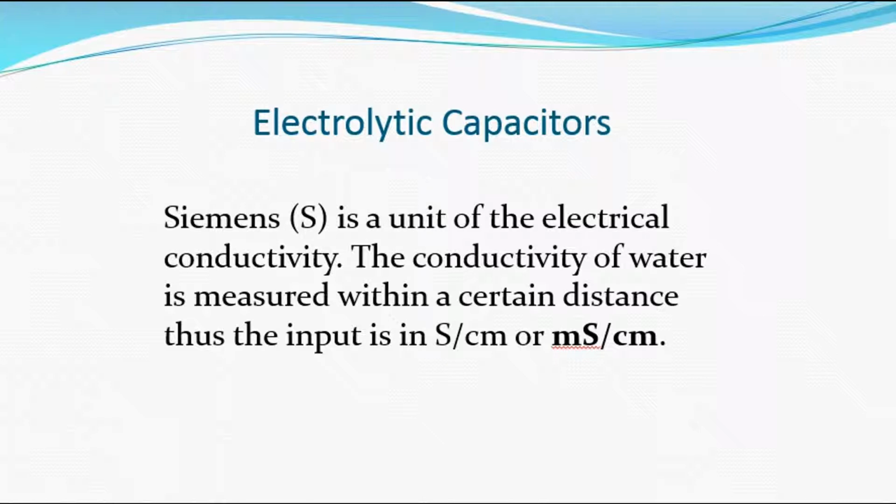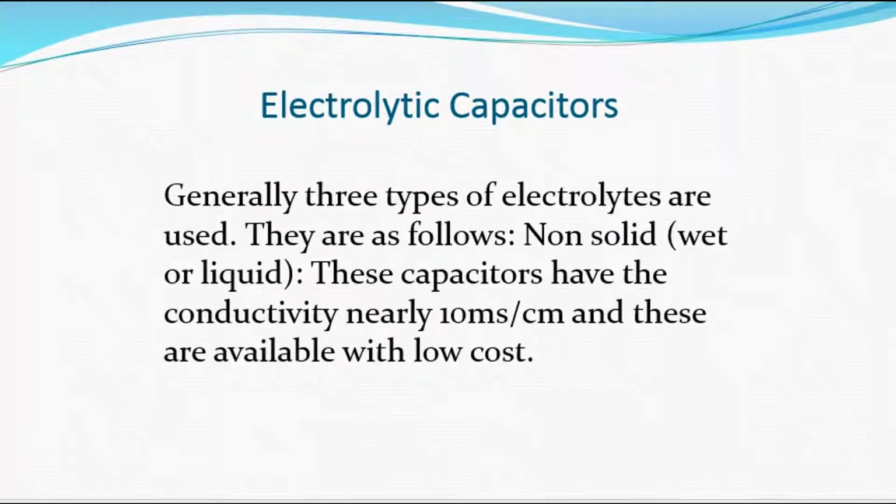The conductivity of water is measured within a certain distance. Thus, the unit is in this form: Siemens per centimeter, just the way it is here, because of the conductivity of the water.